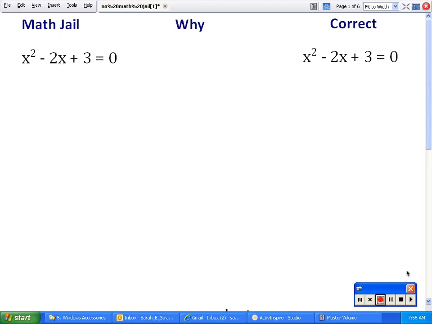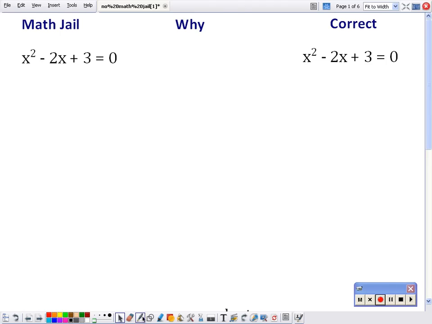Okay, this is the first in a series of videos about how not to go to math jail so that you stop doing illegal algebra moves. So here's the first situation. Let's say you have a quadratic. What you do not want to do is subtract 3 and then get x squared minus 2x equals negative 3.